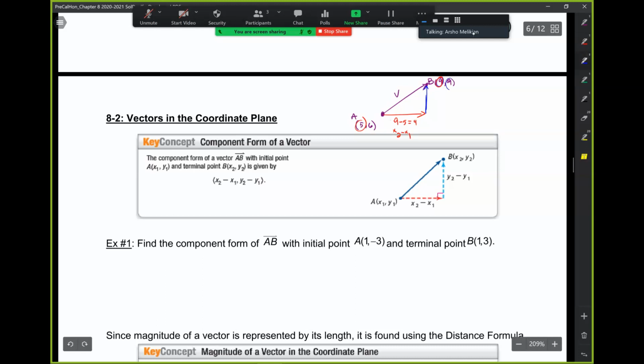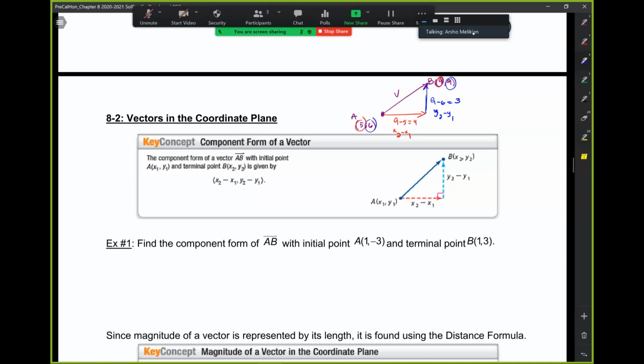And for the y component, I would do the same thing, but now with the y's. I would do 9 minus 6, equal to 3. And what would that get me? That was y2 minus y1. And so I find that the y component is 3.